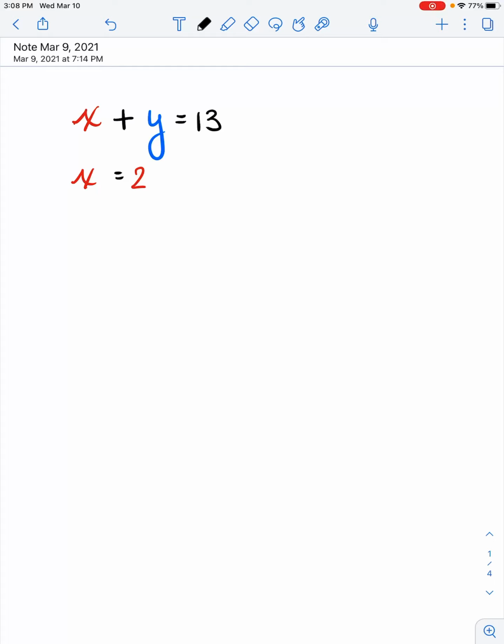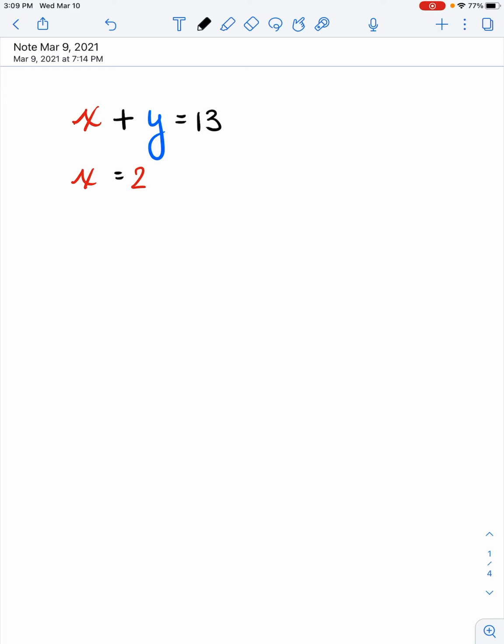Let's work on solving systems of equations using substitution. Substitution is exactly what it sounds like. We're going to take the value of one variable and substitute it in for the other. So let's look at a couple of examples.